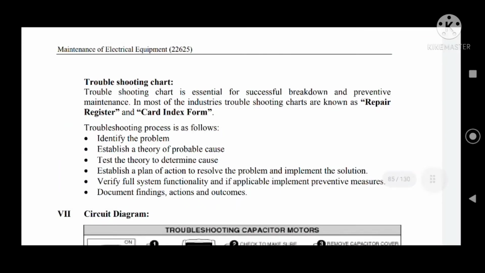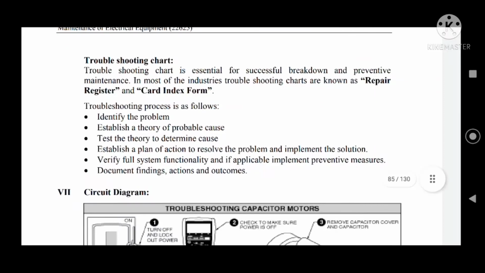Troubleshooting chart. So troubleshooting chart is essential for successful breakdown and preventive maintenance. In most of the industries, troubleshooting charts are known as repair register and card index form. So troubleshooting process is as follows.